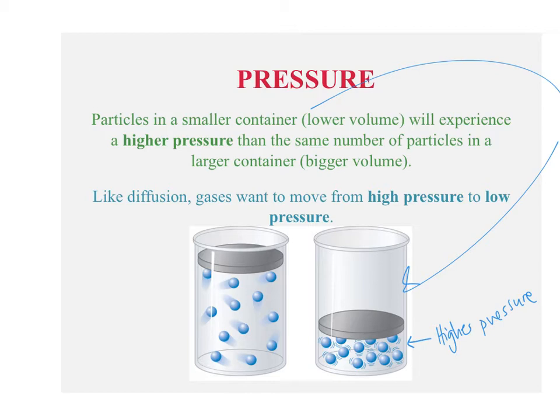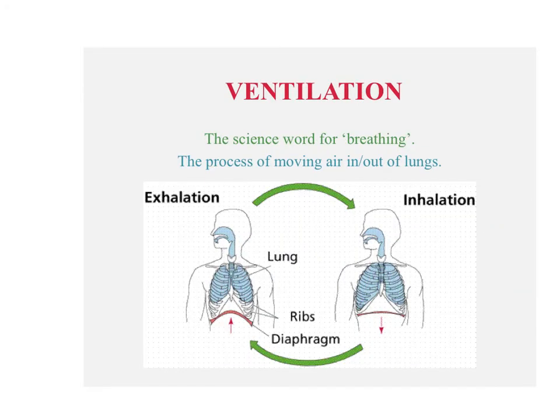If you think about it like being on the tube or a really busy train, if everyone's crammed together, you really want to get out of there. And that's exactly the same as what gas particles want to do in the lungs. They want to move from high pressure to low pressure. And this high pressure to low pressure movement, the gradient, is the basis behind ventilation. And ventilation is the word that we're going to call breathing from now, and it's the process of moving air in and out of the lungs.